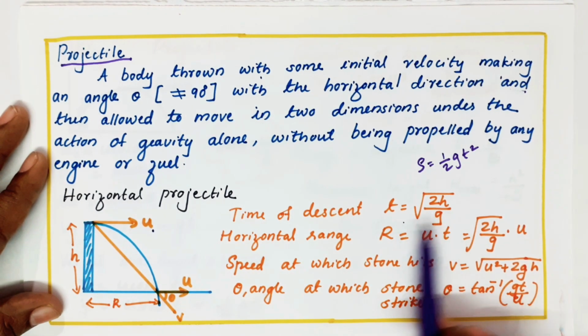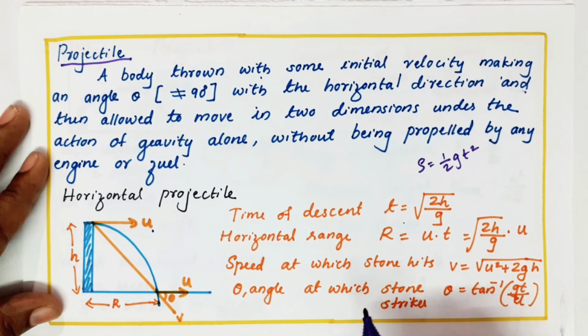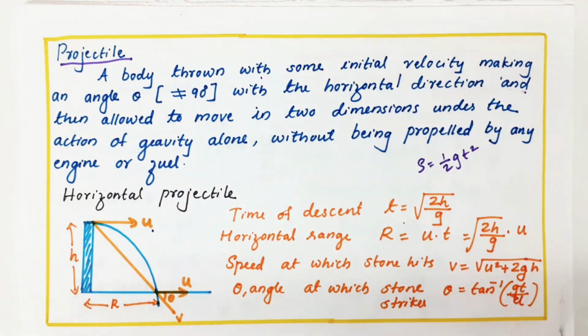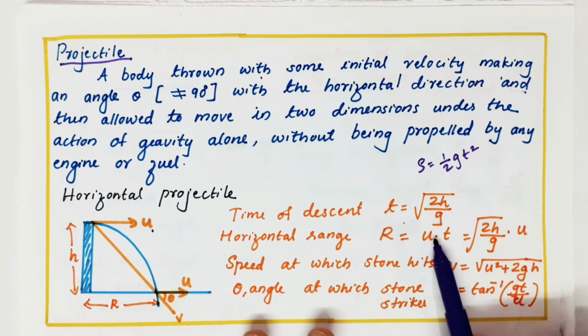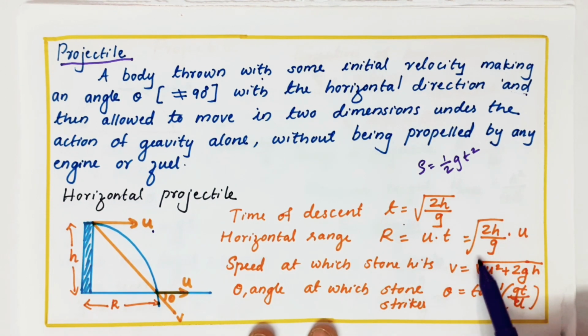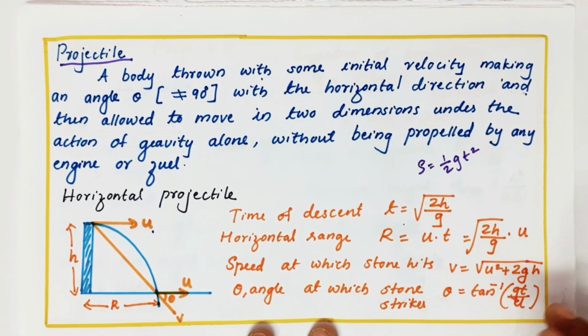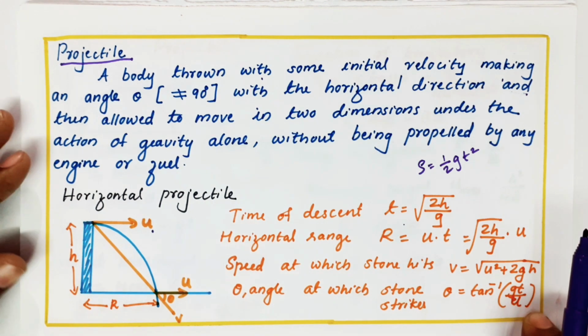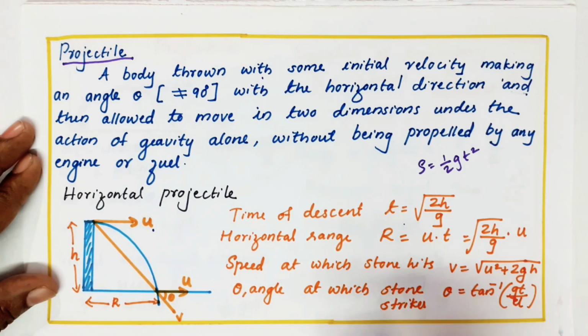If you want the horizontal range, I can write it as R is equal to u into t, where u is the velocity and t is the time. You can write root over 2h by g into u. This is the horizontal range. What is called the horizontal range? It is the distance from the foot of the tower to the point where the body hits the ground. That distance is called the horizontal distance.